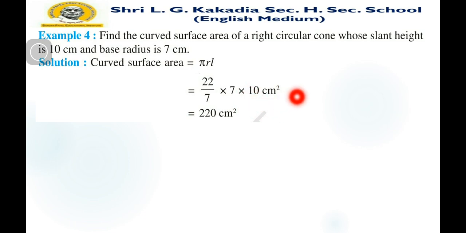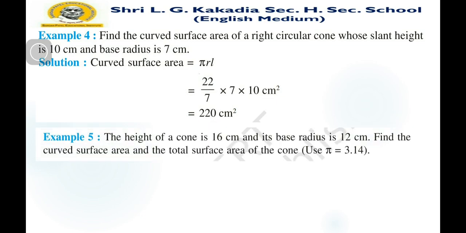Then we know that the unit of the area is square of unit. So here the unit is centimeter, and we take centimeter square, because 7 centimeter into 10 centimeter, centimeter into centimeter, gives centimeter square. After cancelling, 7 will be cancelled, then the remaining part is 22 into 10, which is equal to 220 centimeter square. So it is the curved surface area of a right circular cone.